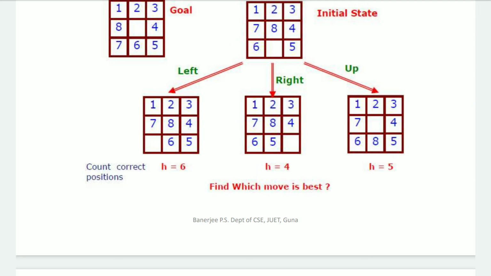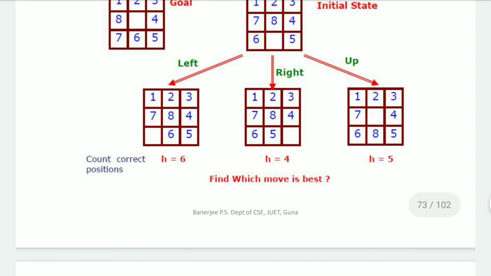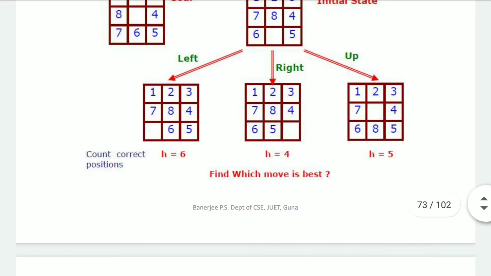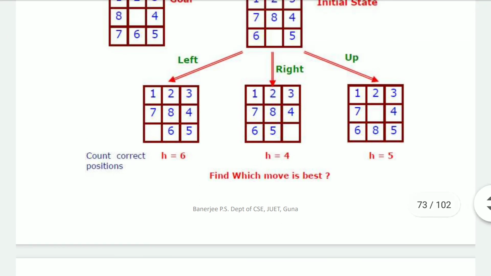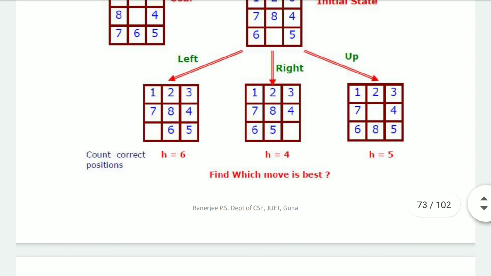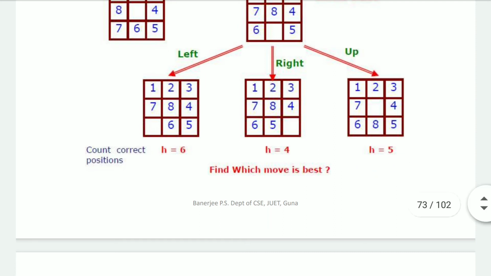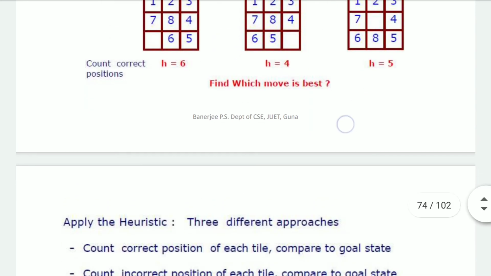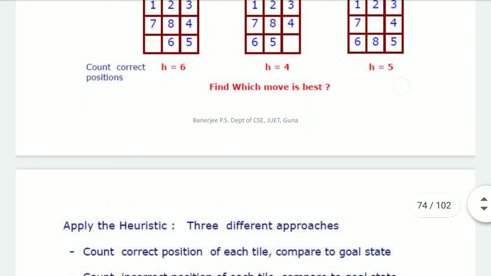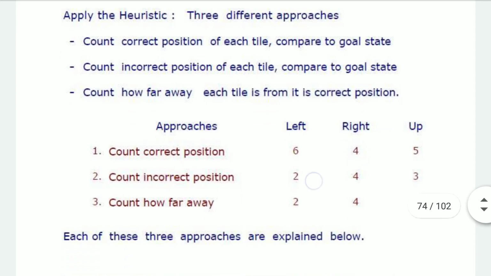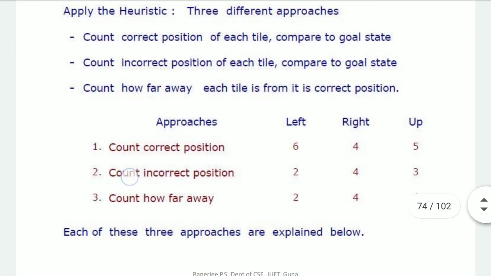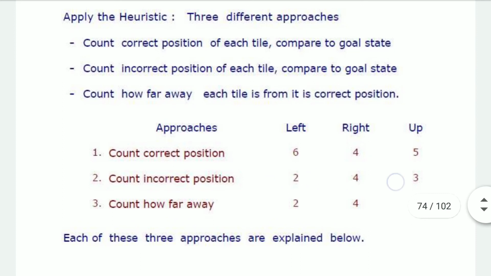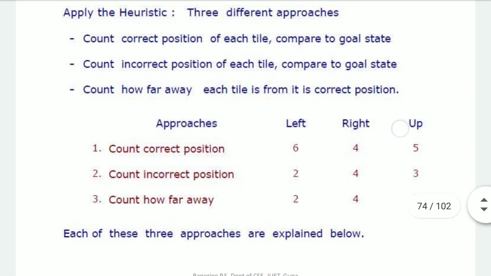So if I have 6 at the correct position, obviously the remaining 2 elements will be at the incorrect position. If I have 4 at the correct position after the right movement of the blank space, then definitely 4 will be at the incorrect position. If I have 5 at the correct position after the up movement of the blank element, then I'll have 3 at the incorrect position. So it should be 2, 4 and 3. It is 2, 4 and 3. So the count of incorrect positions is 2, 4 and 3 for left, right and up.